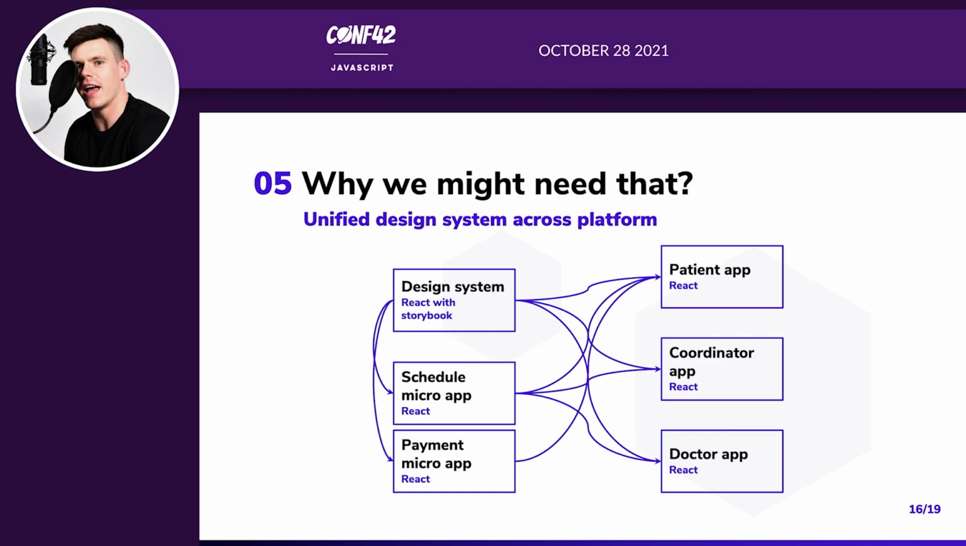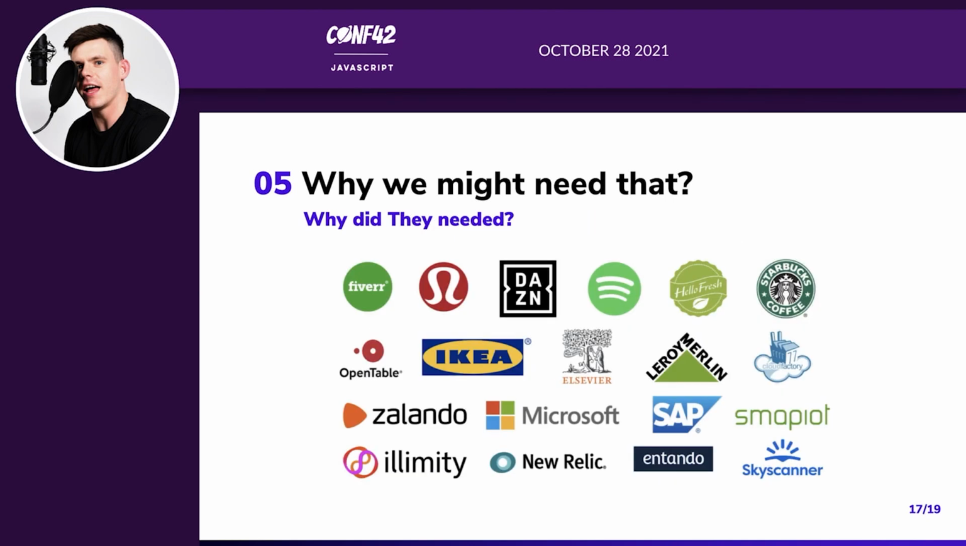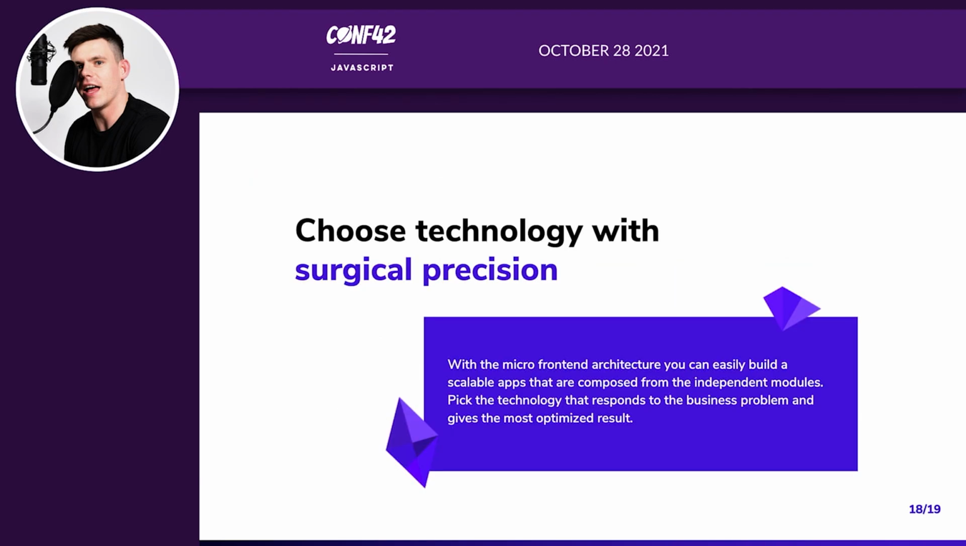We discussed the theory for the micro frontends, we discussed some examples, but as you can see in the presentation, some big players also trust in the micro frontends architecture. Those players are like Zalando, Microsoft, Leroy Merlin, Starbucks, and I believe it's also worth it for you to check it on your own. Choose the technology with surgical precision. With the micro frontend architecture, you can easily build scalable apps that are composed of independent modules. Pick the technology that responds to the business problem and gives the most optimized result.